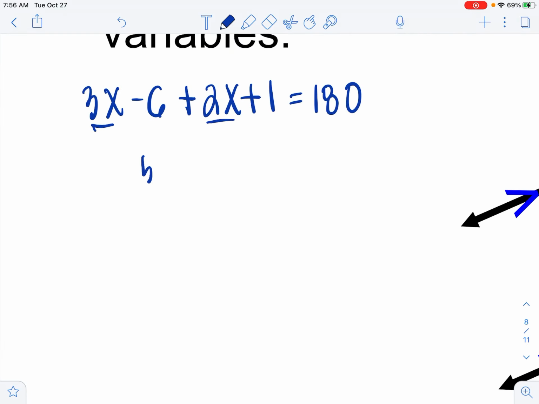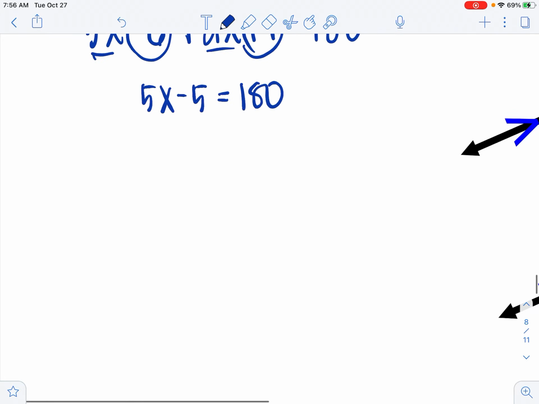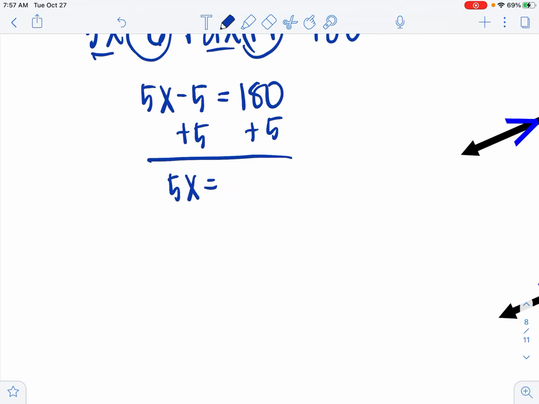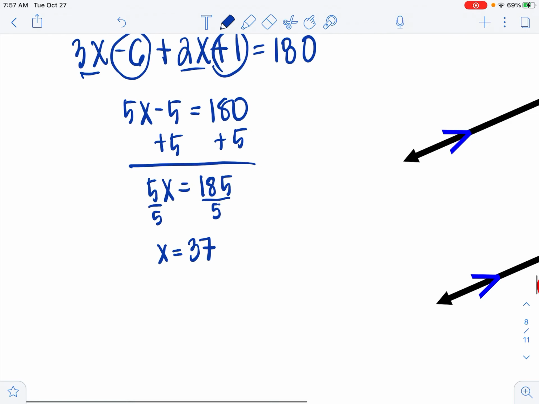There's like terms on the left-hand side, so I'll combine those. That's 5x. And then negative 6 and positive 1 is minus 5 equals 180. Add 5 to both sides. 5x is equal to 185. And then divide by 5. So x equals 37. All right, so now I know x is equal to 37.